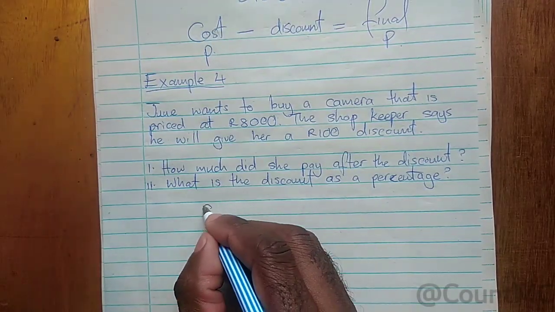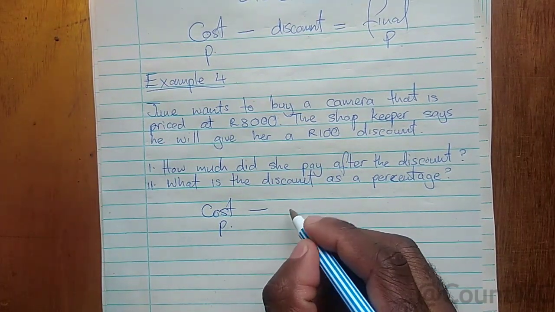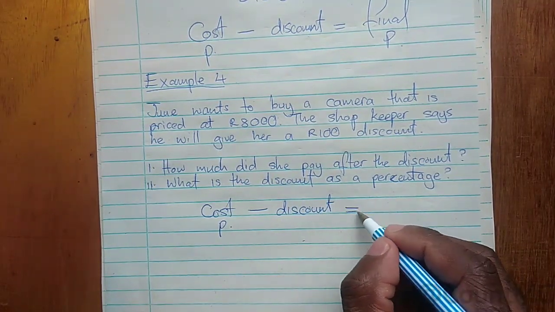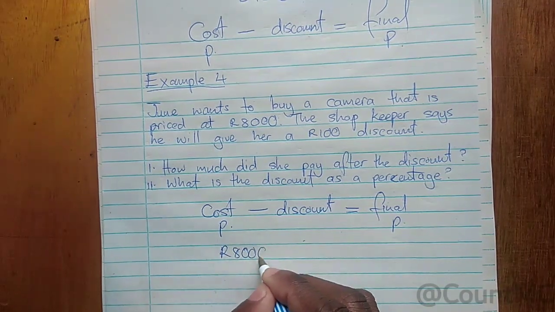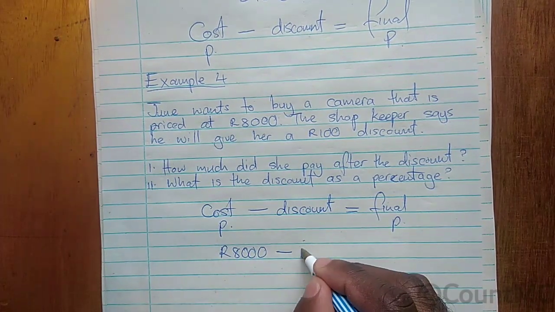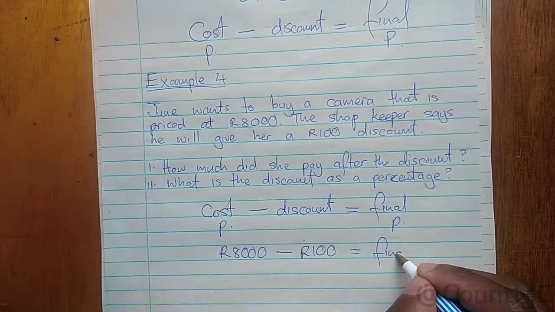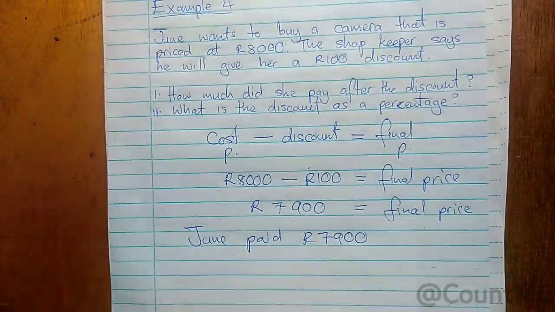So we know that if you have got a cost price in the shop, your item is costing something and you are given a discount, we subtract that discount and you have a final price. The camera was going for 8,000 and the shopkeeper said, I will remove 100 rand from that price. So this will be the final price. It's 7,900. So June paid 7,900 rands after the discount.